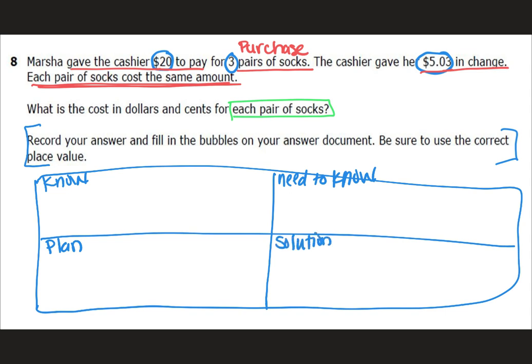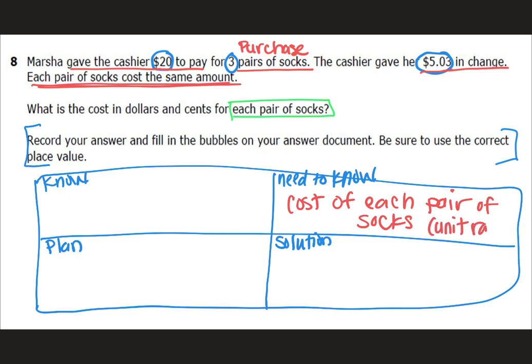All right. So, what do we know? Or actually, what I have been doing is, what do we need to know? We need to know the cost of each pair of socks. So what I'm looking for right here is pretty much my unit rate. I'm looking for what is the unit rate? What is the cost of one pair? And we know they all cost the same, so then that's going to be the cost for every pair. So I'm looking for a unit rate. That's what I need to know.